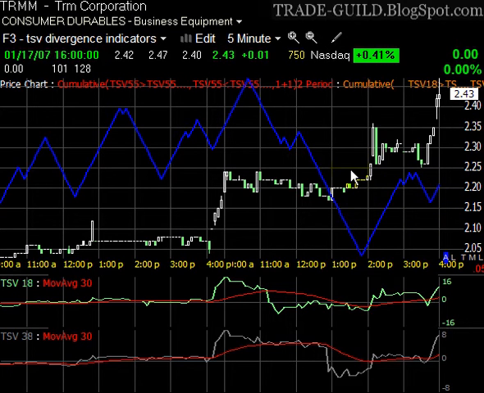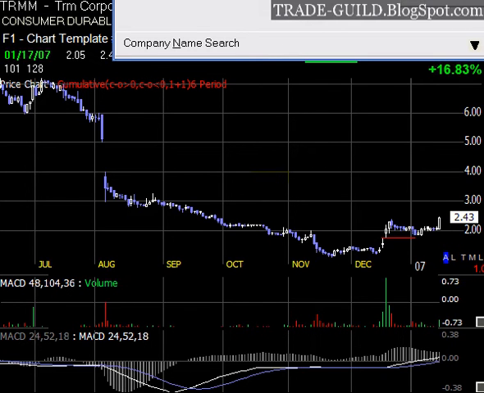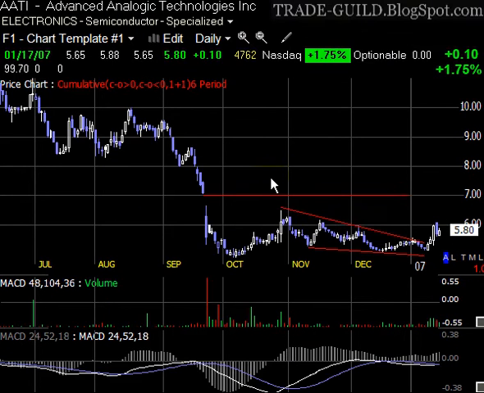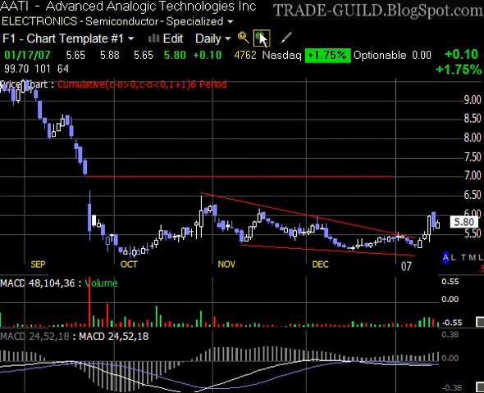So if I had profits in TRMM, I would consider taking them if you trust this indicator, which is not perfect, but it's had a pretty good track record. AATI was on the blog the 3rd of January. This is a falling wedge, and that's a bullish formation that we saw there. So it had a nice day.